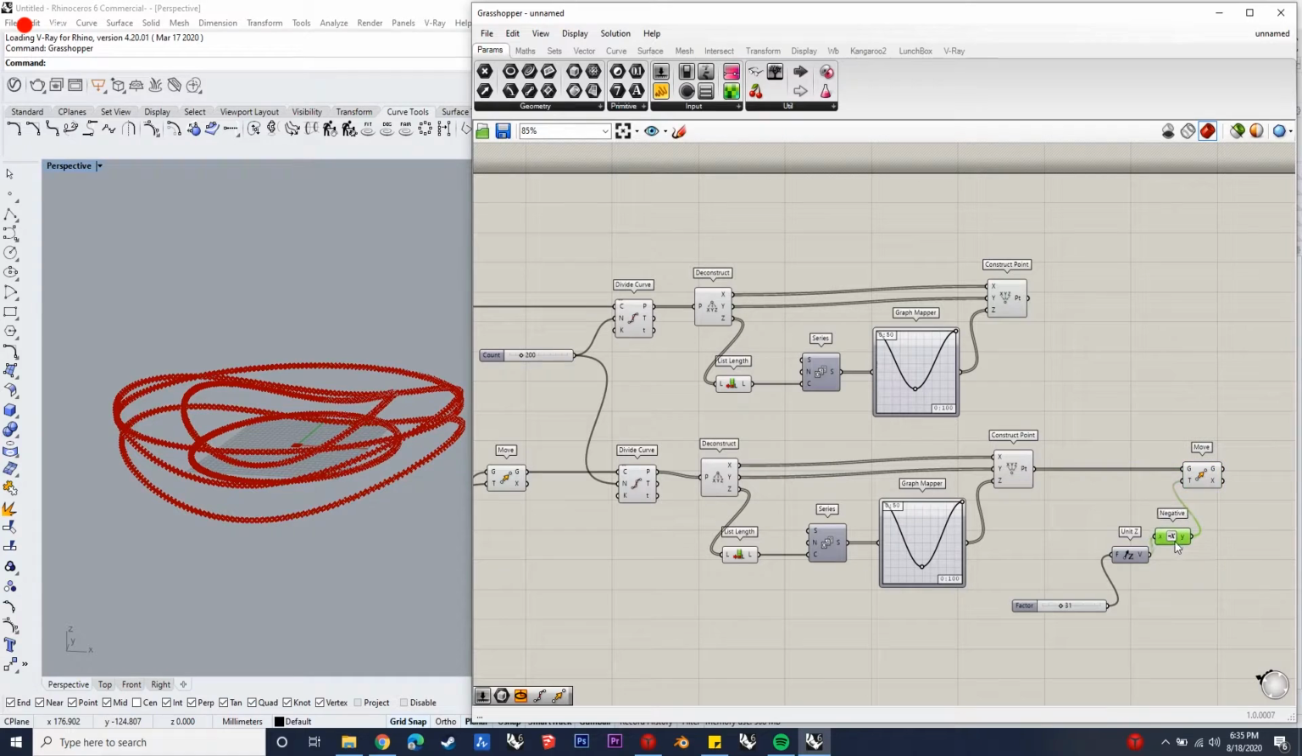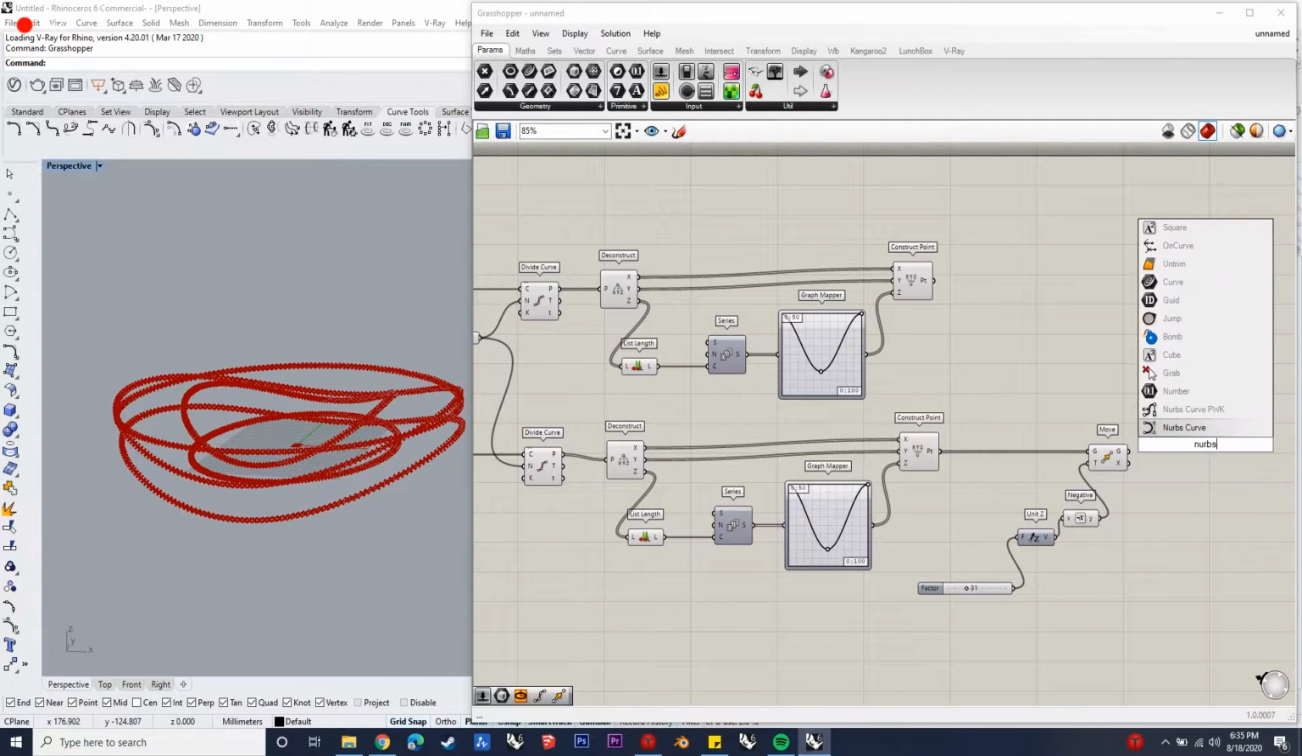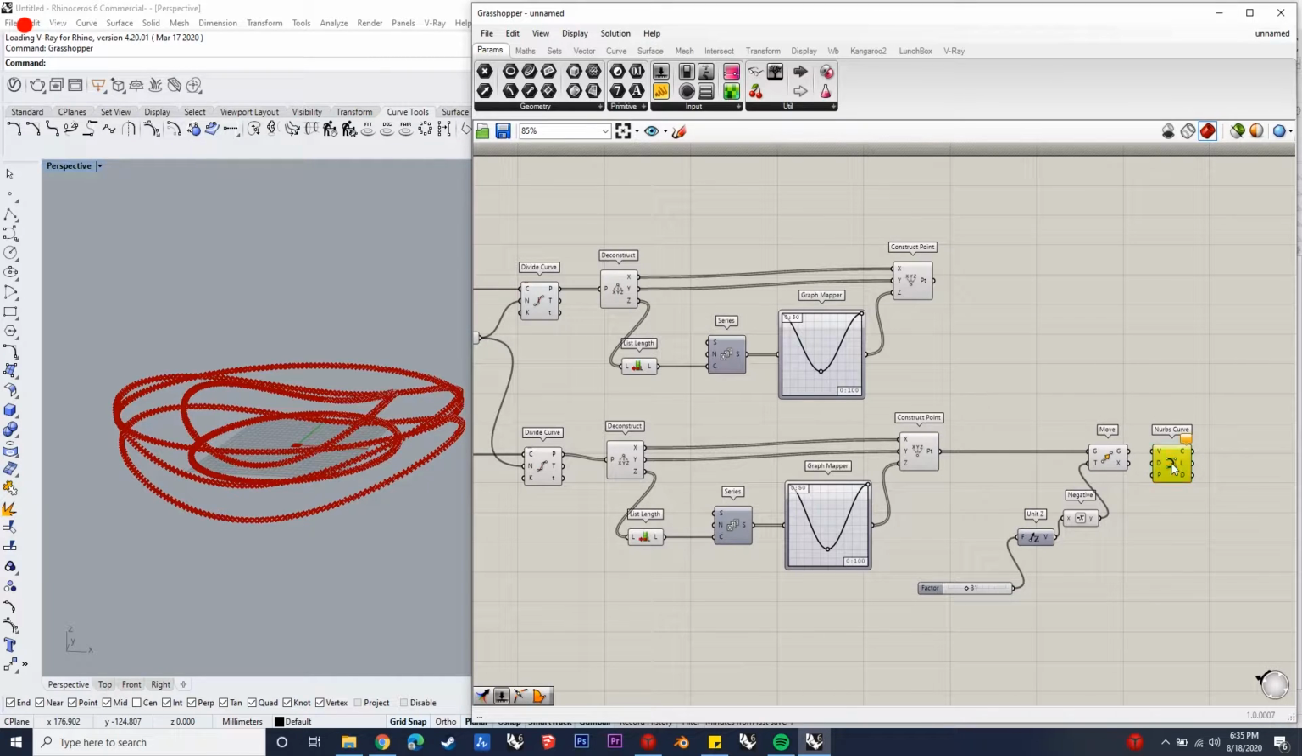The same thing can be done to the second ellipse, which is moved in the z-axis to a certain height, which can be of different number sliders as per design. After this, we can loft the two curves to arrive at the outer surface of the design.